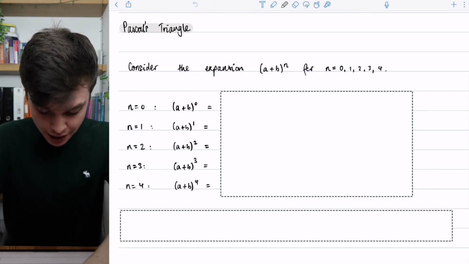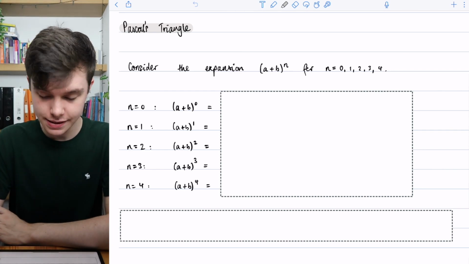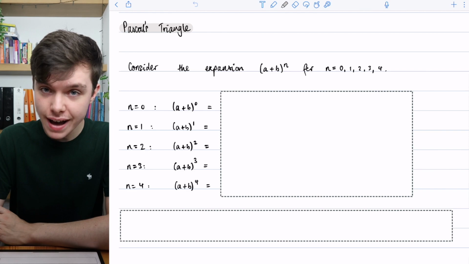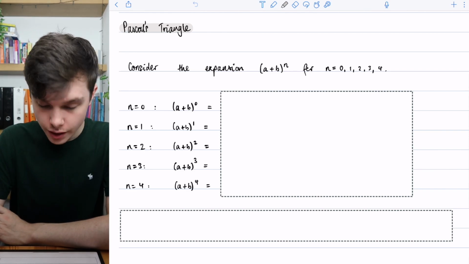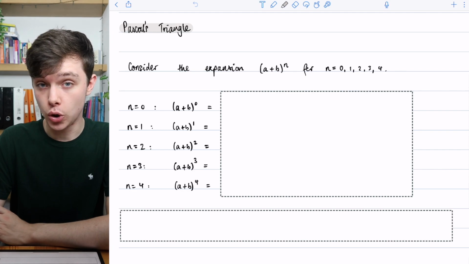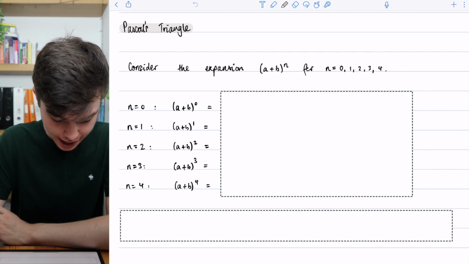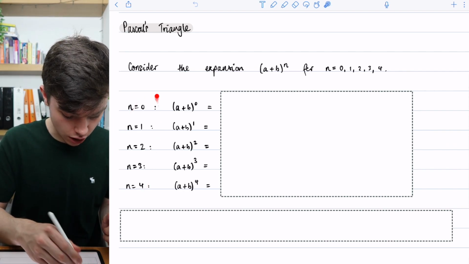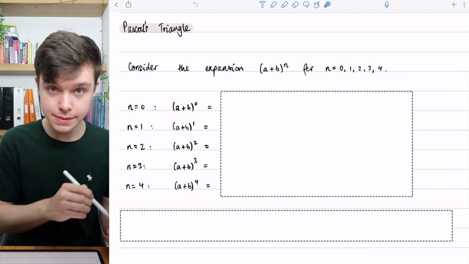Now, on the screen, I want to consider the expansion a plus b to the power n for 5 values of n. When n is 0, when n is 1, all the way up to when n is 4. I've already written this out so it's nice and neat. Here are the 5 values for n, and here are the 5 expansions.